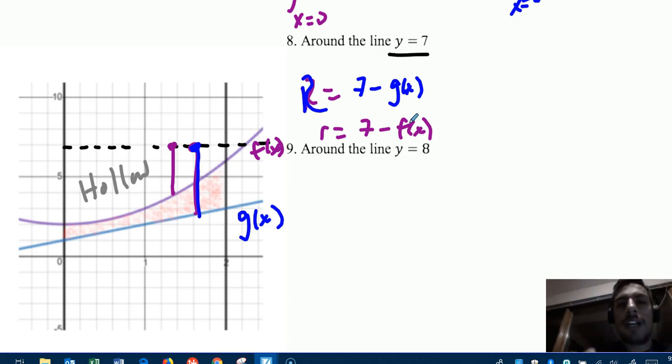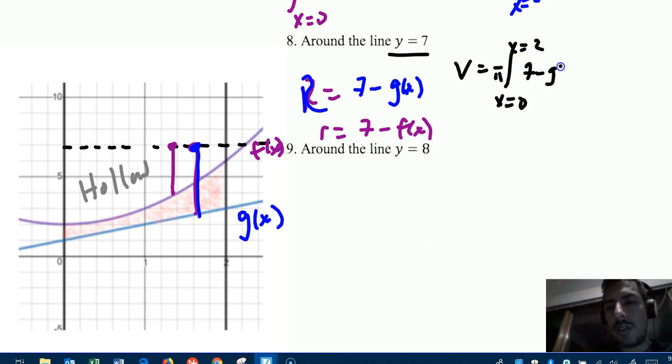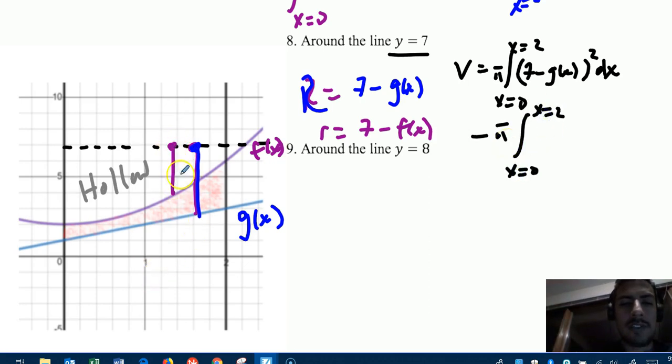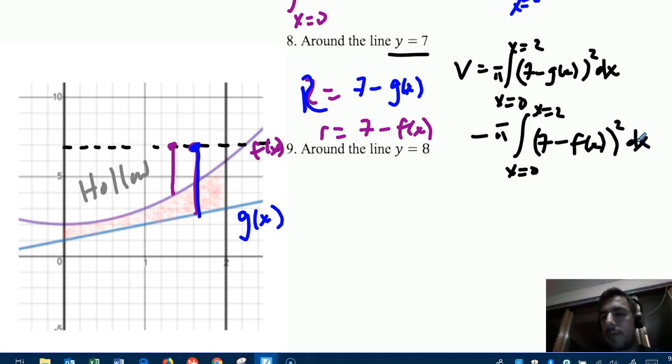Okay, when you write out your formula, this is what's interesting. Your volume is going to be equal to the integral with the pi in front from x equals 0 to x equals 2 still of 7 minus g of x quantity squared dx. And it's still going to be minus pi times the integral from x equals 0 to x equals 2 of 7 minus f of x quantity squared.